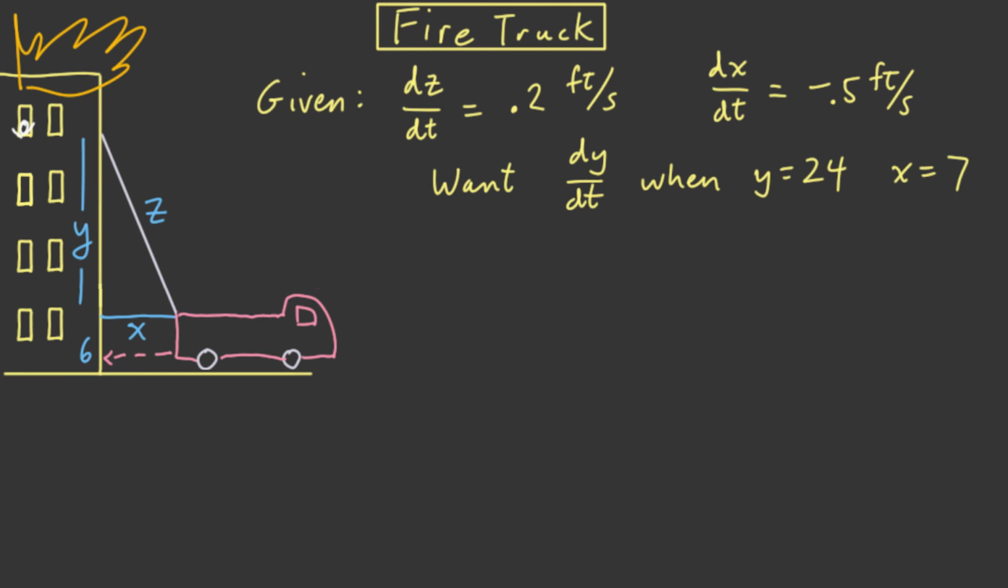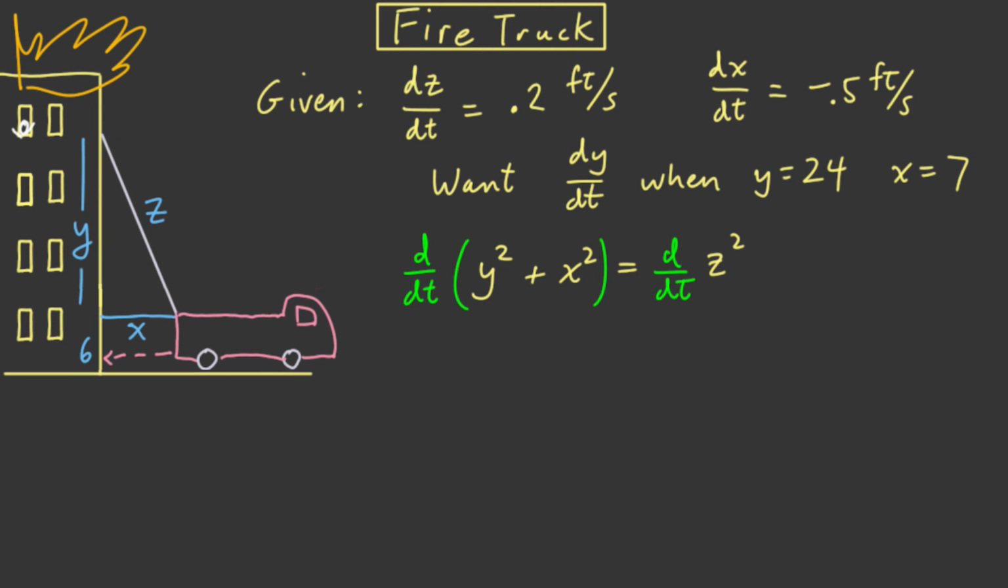Okay, now there's a lot of moving parts here. Both x and z are changing, and y is dependent on both of them. Thankfully, the equation that links the 3 variables is not so bad. We have a right triangle, so y squared plus x squared equals z squared, just by the Pythagorean theorem. And that's an equation that holds for all times, so we can differentiate implicitly. We can take d by dt on both sides.